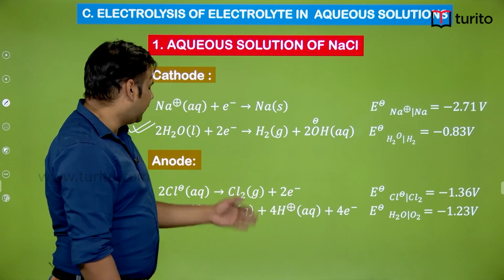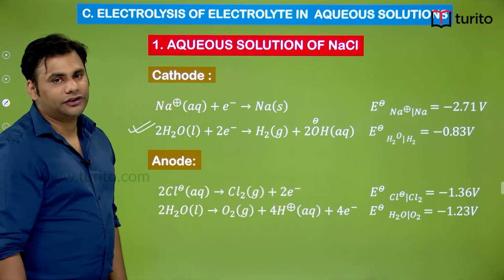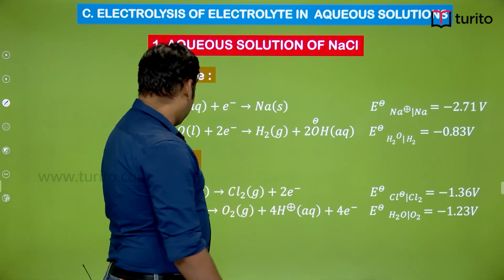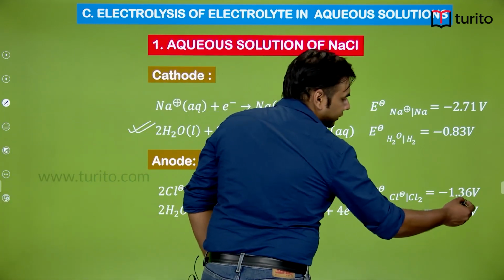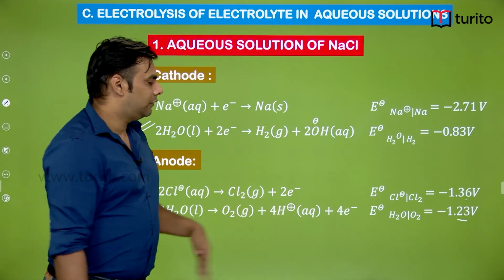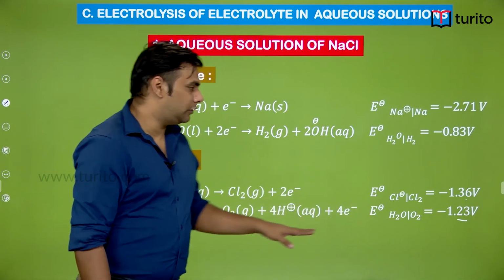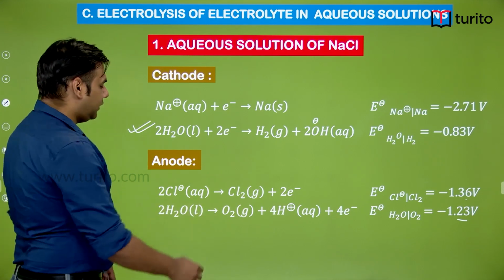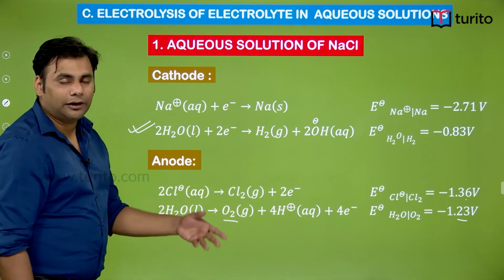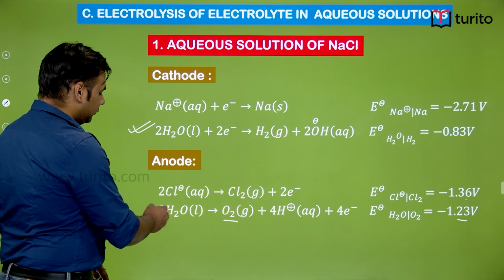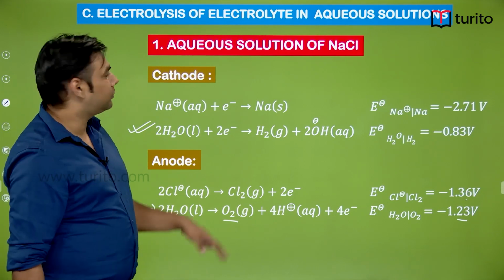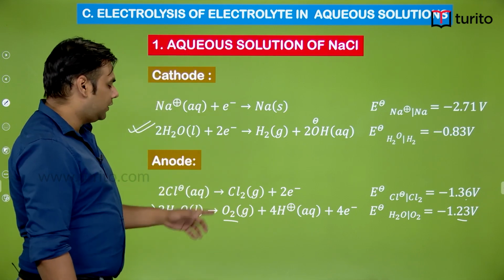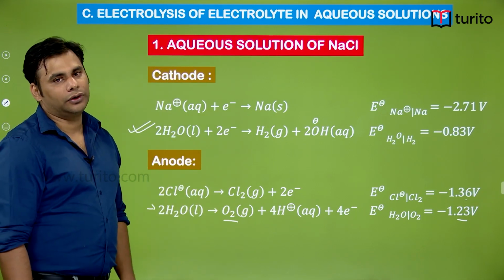Now if you look at their standard oxidation potential values, out of the two, the oxidation potential of water is less negative. So we should say that evolution of O2 should take place at the anode. This is what we are saying. So at the cathode hydrogen gas should be evolved, and at the anode O2 gas should evolve.